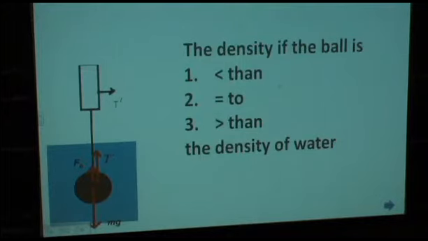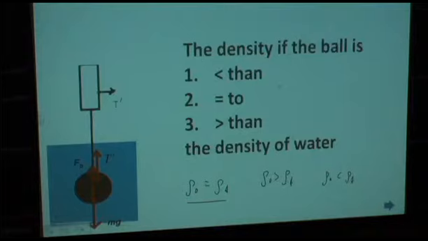Okay, so we know that we may have only 3 options to choose from when we need to compare the density of an object and the density of the fluid. The object has the same density as the fluid, the object has higher density than the fluid, or the object has lower density than the fluid. So this is what we call an equilibrium.